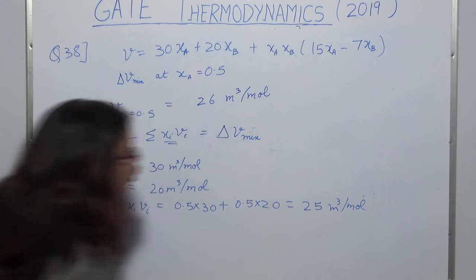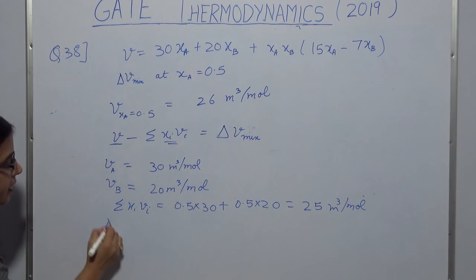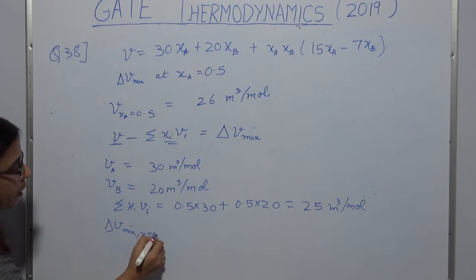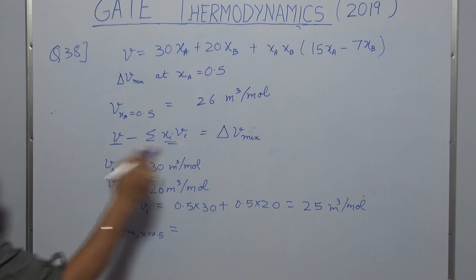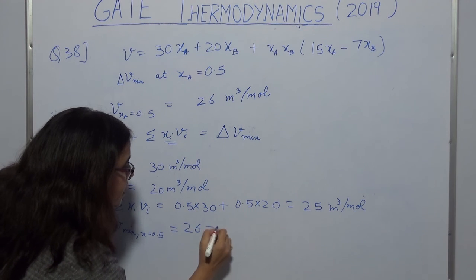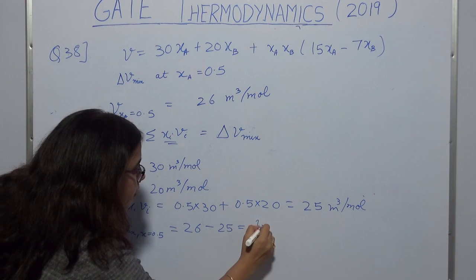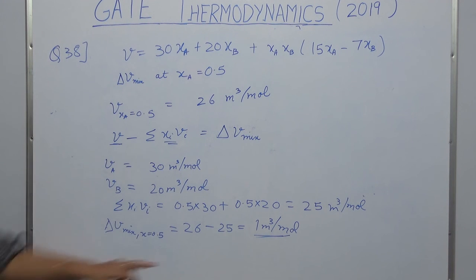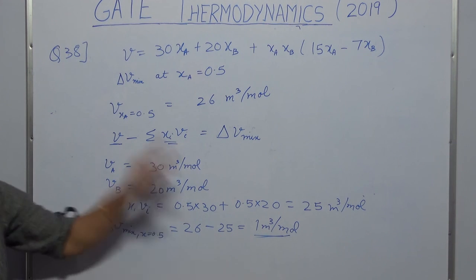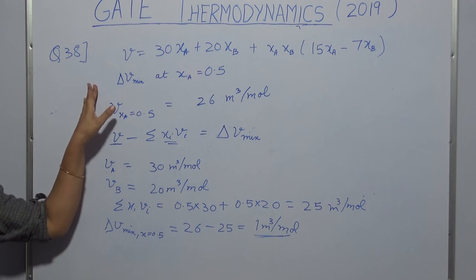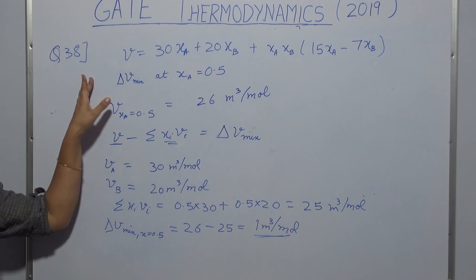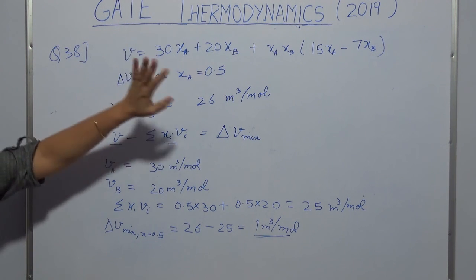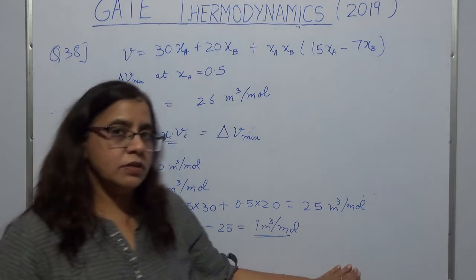Then your volume change of mixing, delta V mix, at x equal to 0.5, will be equal to V, which you have calculated, 26 minus 25, that is equal to 1 meter cube per mole. So it's a very simple problem. Okay, that is the answer which is given in the key. So you have to find your change in the volume upon mixing, and only one equation is given, so you can calculate everything from this equation. So that was your problem.